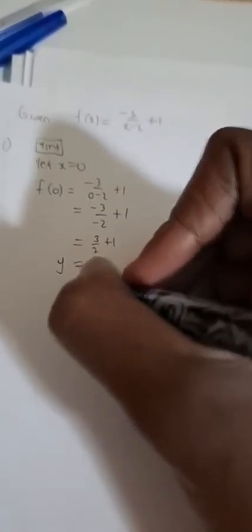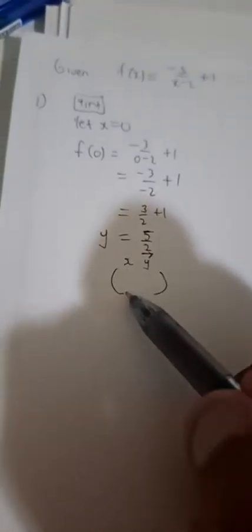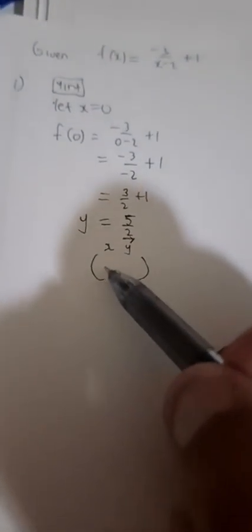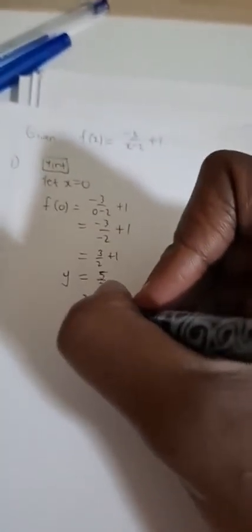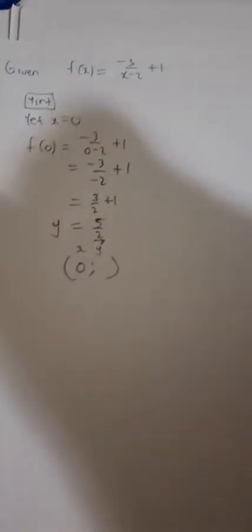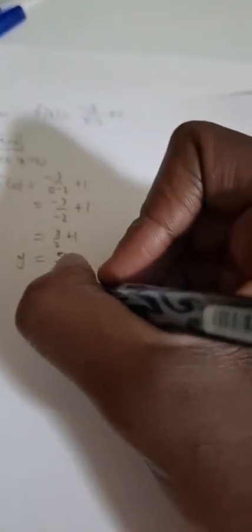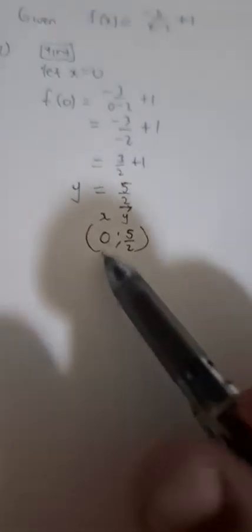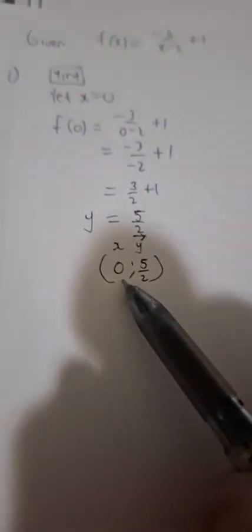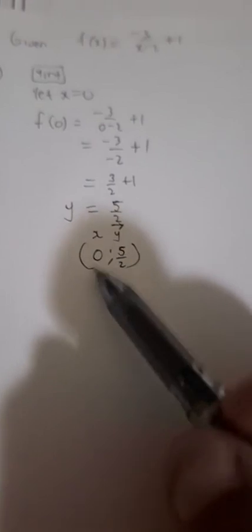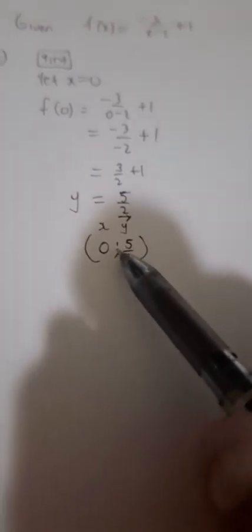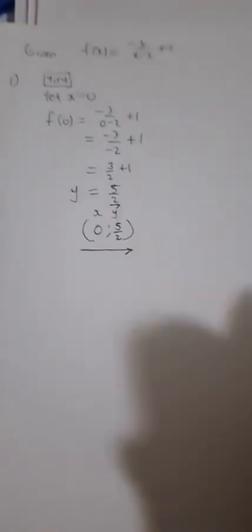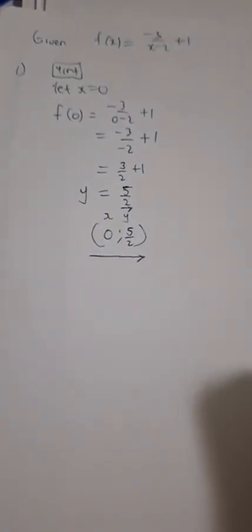So remember, in coordinate form, x is on the left hand side of our point. So in the place of x, remember we let x be equal to 0, we're going to write x as 0. And then our y value will be 5 over 2. So that means the coordinates of the y-intercept are (0, 5 over 2). So then we are done and dusted with the coordinates of the y-intercept.